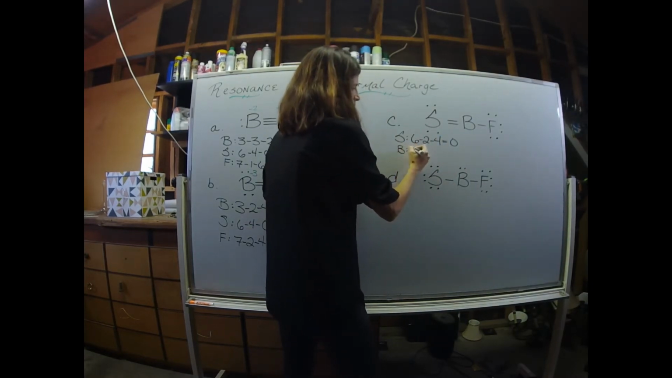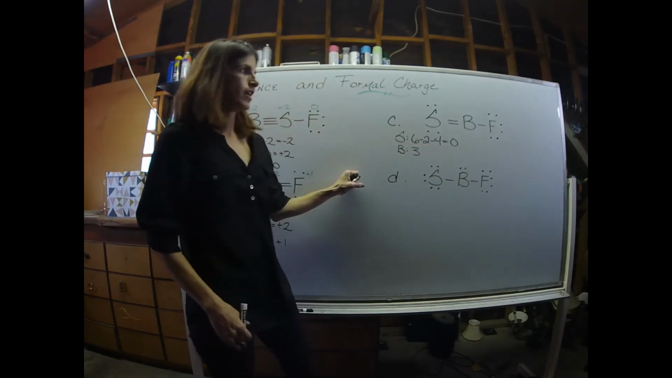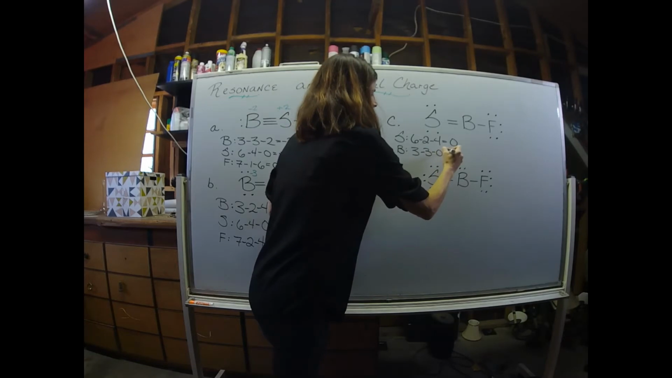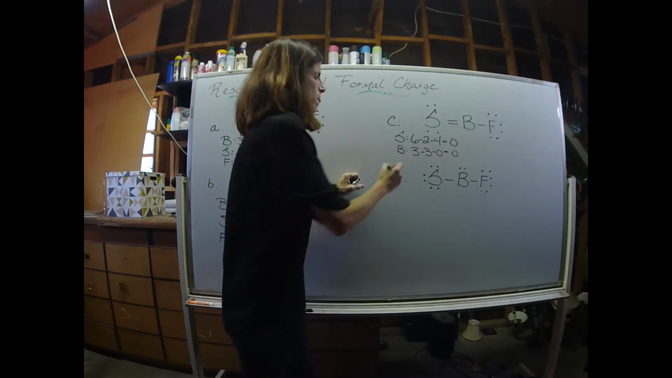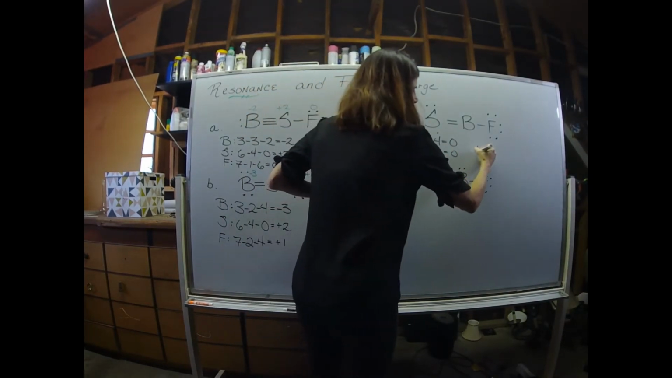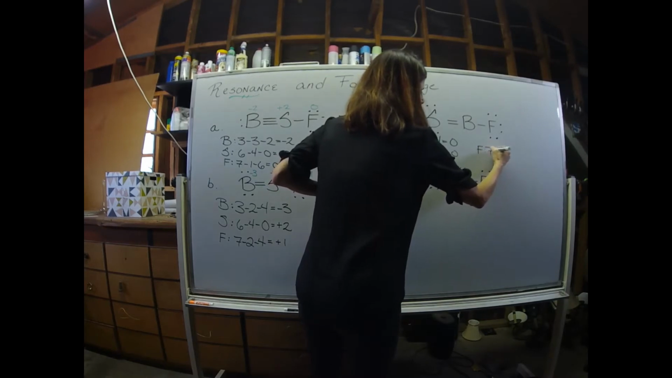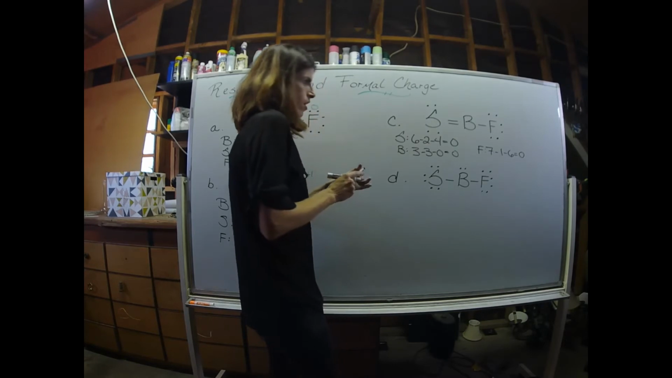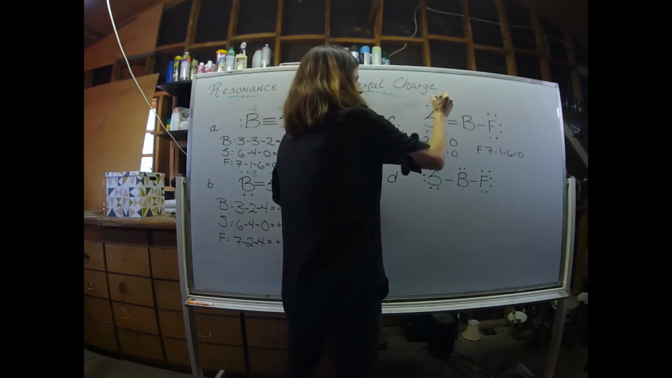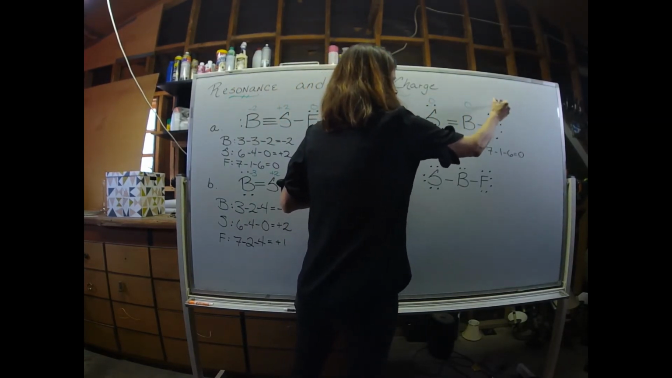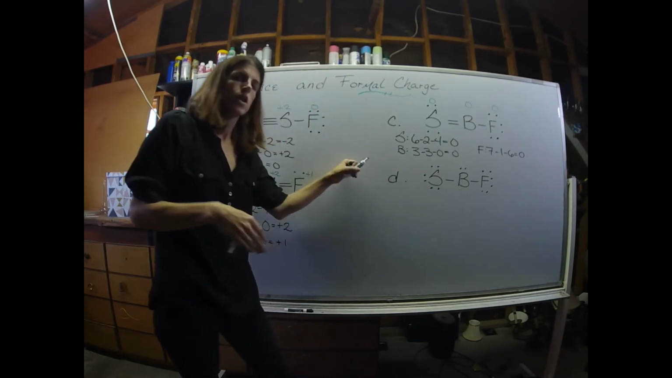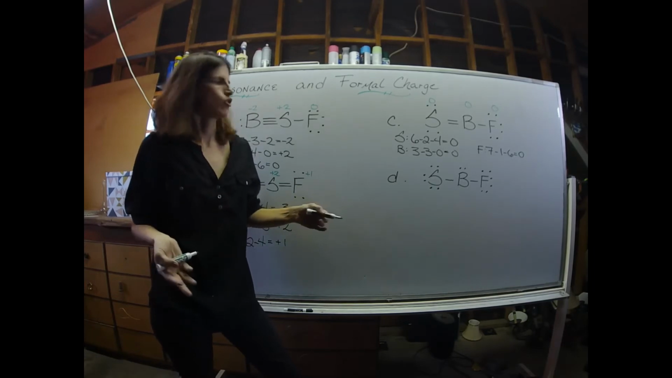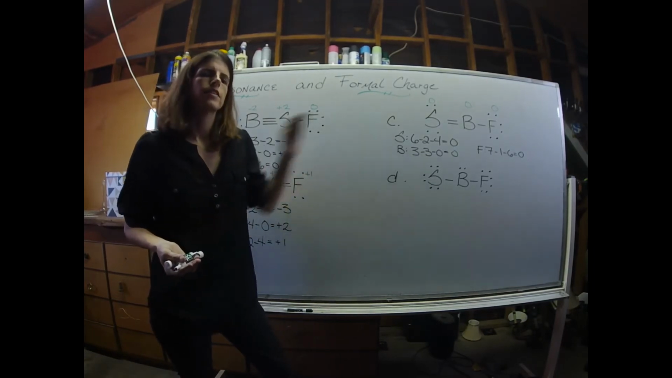Boron, group number of 3 minus 3 lines minus 0 dots, that's going to give us a formal charge of 0. And then the fluorine, group number of 7, 1 line, 6 dots, we have another 0. So this is a thing of beauty here. We have 0, 0, and 0 as our formal charges. Remember, one of the rules that we just went over said we should be minimizing the formal charge. And so I really like this structure.